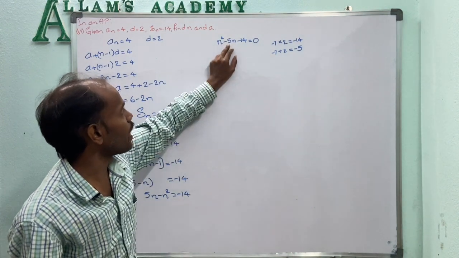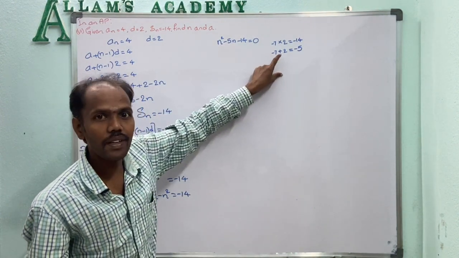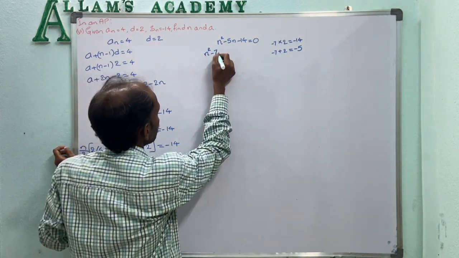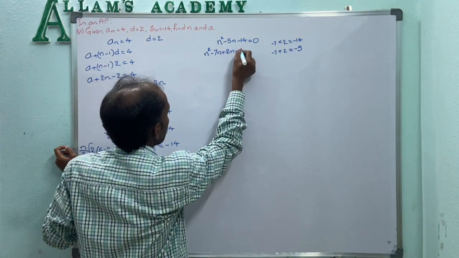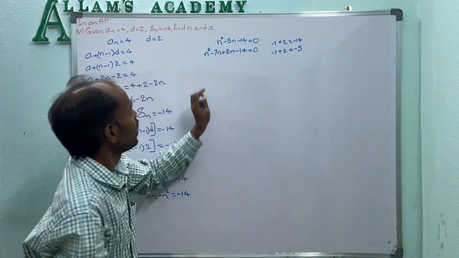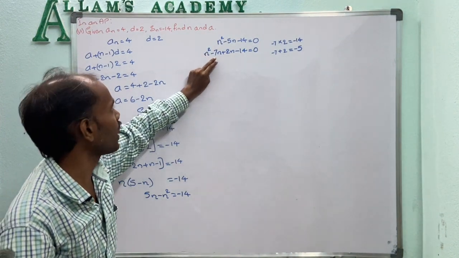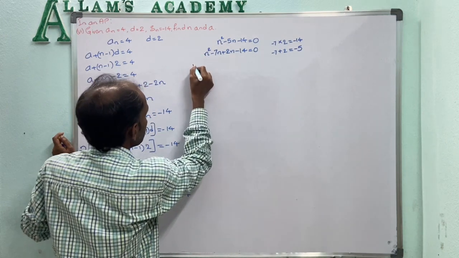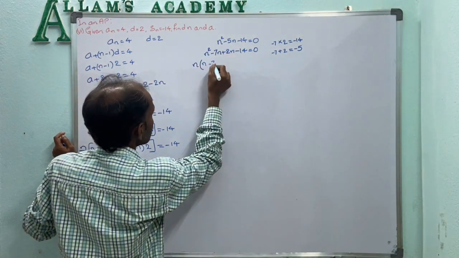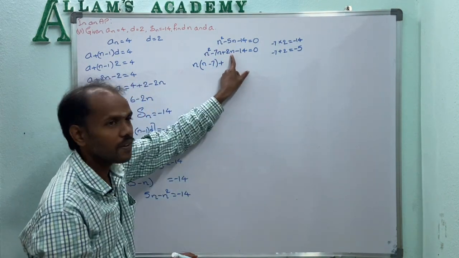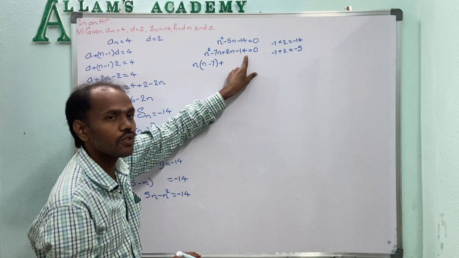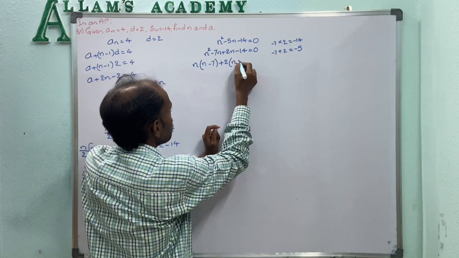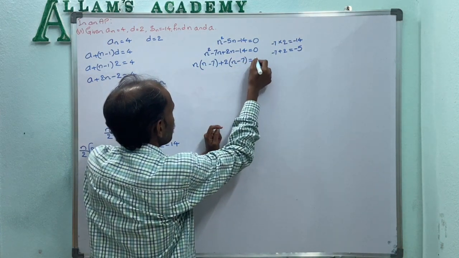So now in the place of minus 5n we can write minus 7n plus 2n. So n square minus 7n plus 2n minus 14 is equal to 0. Now n square we can write as n into n, and 7n as 7 into n. So n square minus 7n can be written as n into n minus 7, plus 2n we can write as 2 into n, and 14 is 2 sevens. So in this, 2 is taken as common: n into n minus 7 plus 2 into n minus 7 equal to 0.